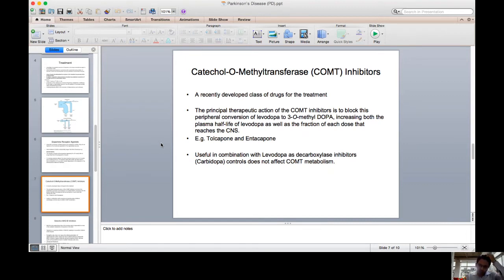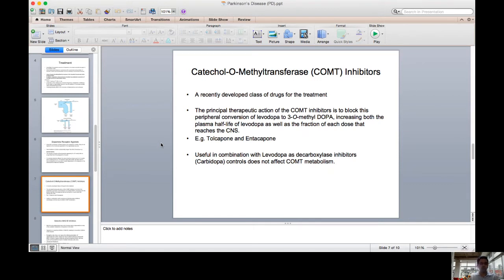COMT inhibitors will block this peripheral conversion of levodopa to 3-O-methyldopa, increasing both the plasma half-life of levodopa as well as the fraction of each dose reaching the central nervous system. So they will prevent the breakdown of the levodopa which you have already administered, or the remnants of dopamine being synthesized in the human body, so it will act for a longer duration of time, thus relieving the symptoms.